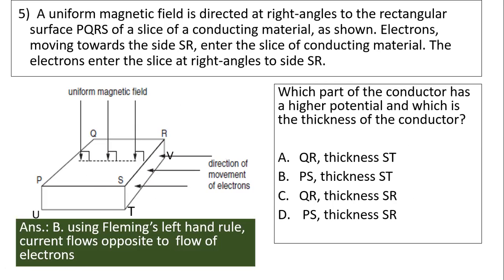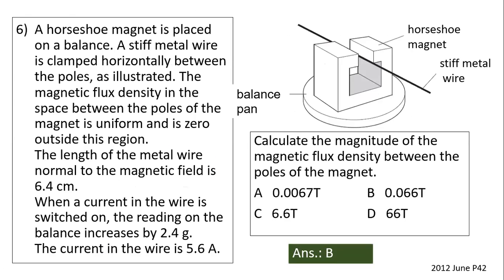The thumb is pointing inwards there, so it's into the page. So it means that the force is acting on the electron. So QR will be negatively charged. And the thickness is always this part, the thickness parallel to the field. That is the width. You identify SR as the width. Okay. This one you are also okay.